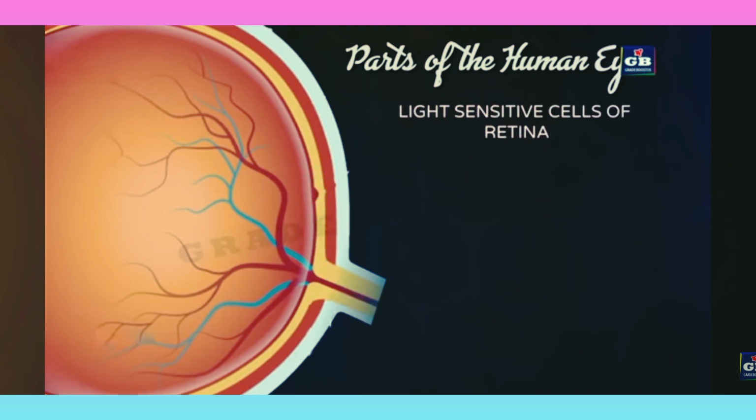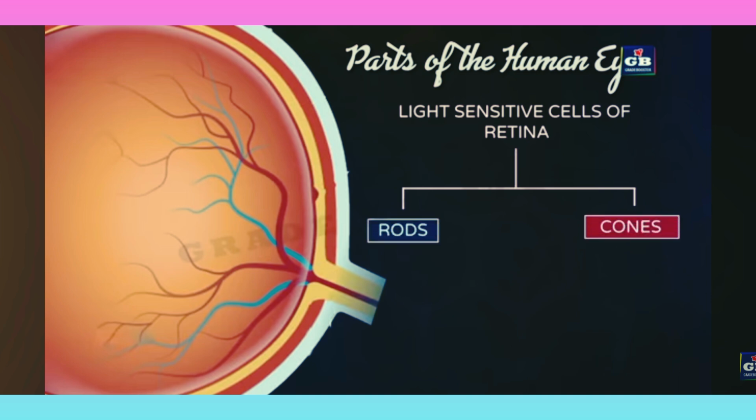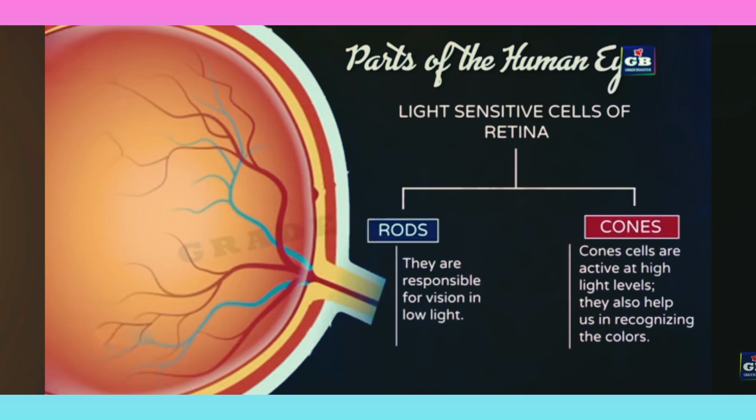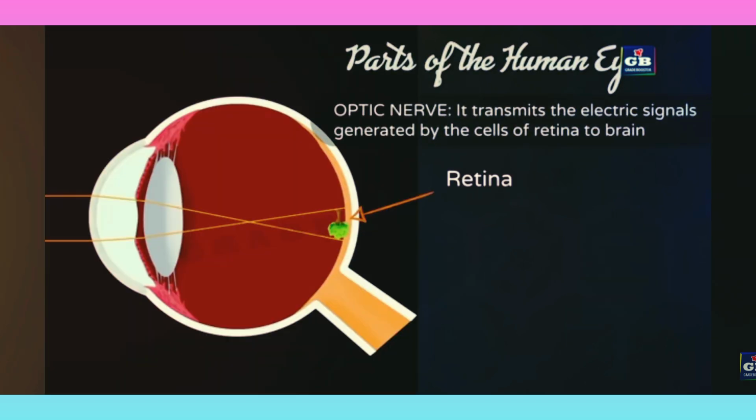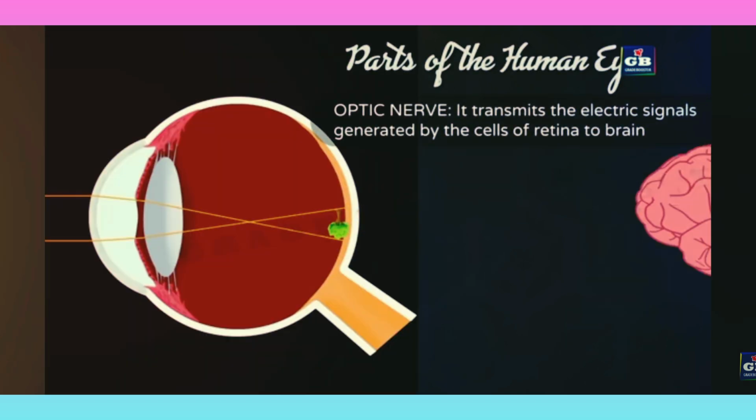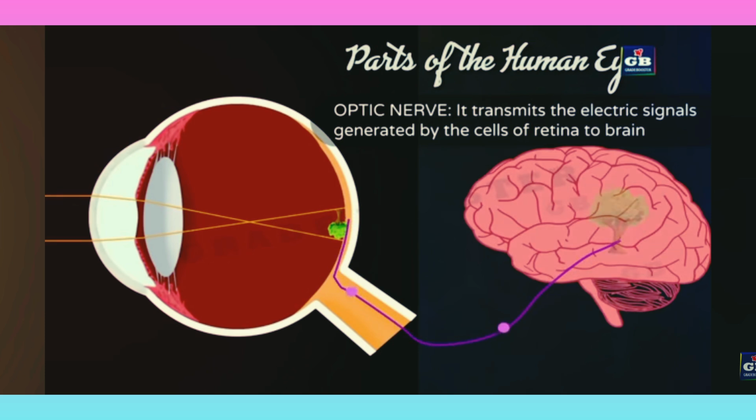The light-sensitive cells of the retina are of two types. 1. Rod cells. They are responsible for vision in low light. 2. Cone cells. They are active at high light levels. They also help us in recognizing the colors. Optic nerve. It transmits the electric signals generated by the cells of retina to brain.